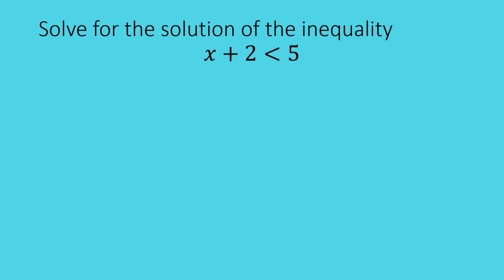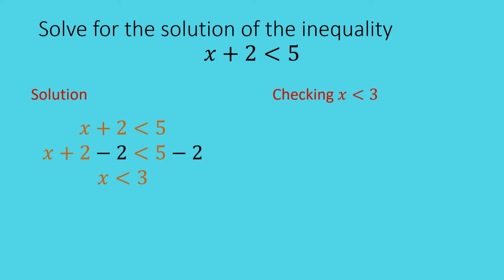Now, let's have another example. Solve the inequality x plus 2 is less than 5. Copying the inequality, x plus 2 is less than 5. Subtracting 2 from both sides, we have x plus 2 minus 2 is less than 5 minus 2. The logic is still the same: whatever you do at the left side, you do at the right-hand side. So we have x is less than 3.